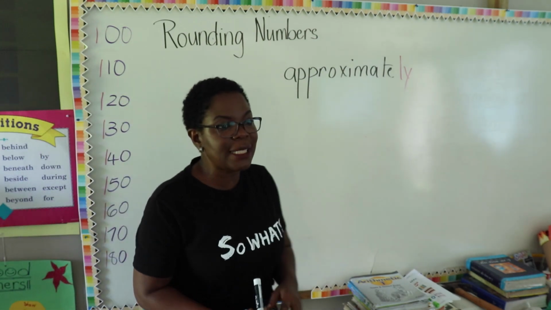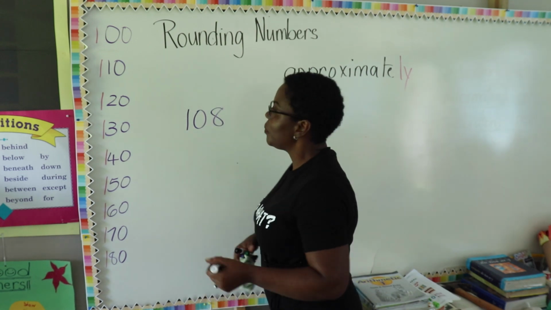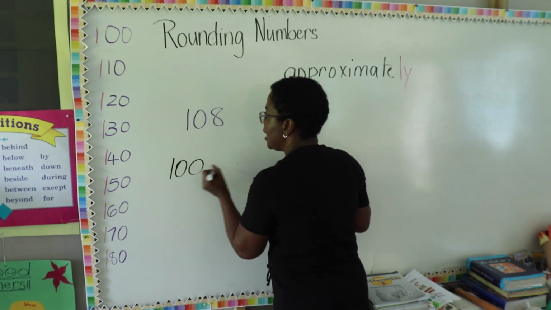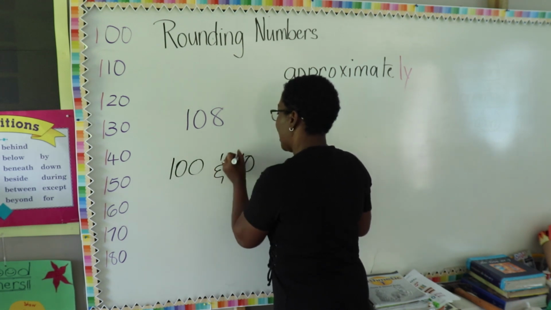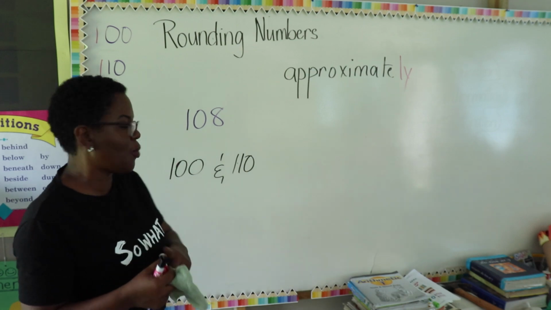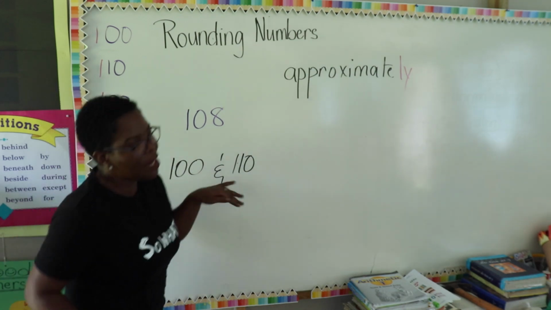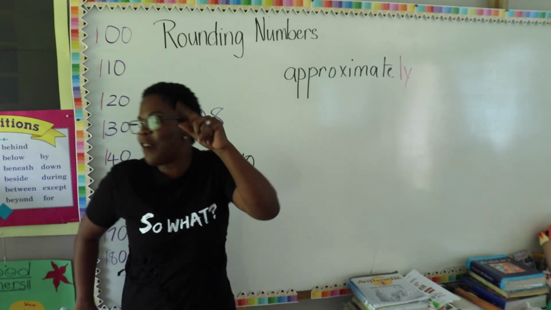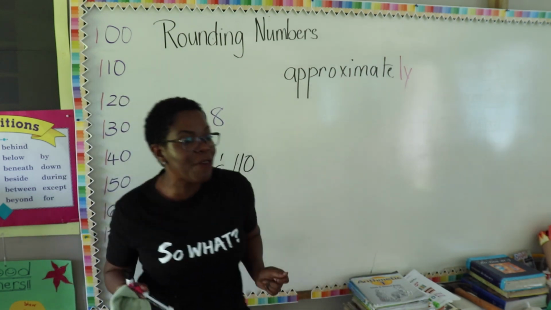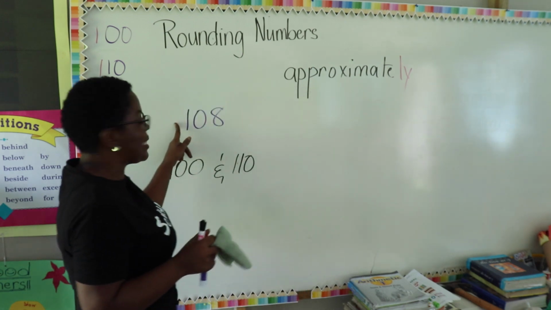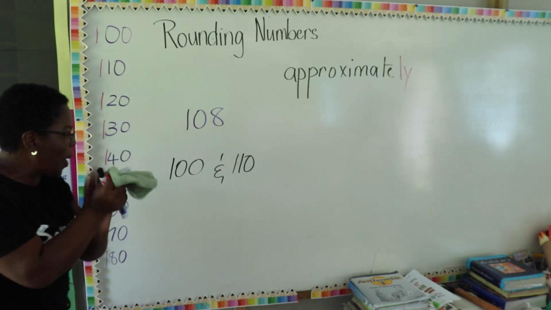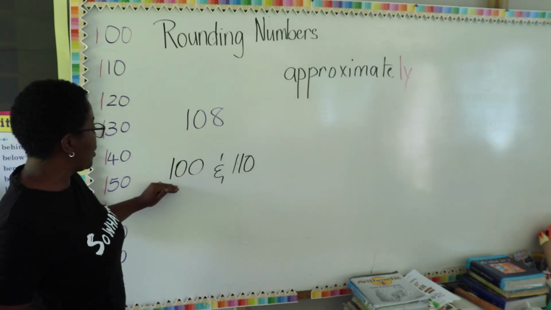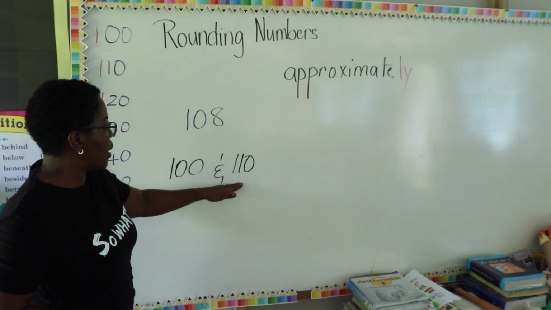All right, what two tens? Yes, ma'am. It would come between 100 and 110. All right, between 100 and 110. Let's check to see if she's right. 100, 101, 102, 103, 104, 105, 106, 107, 108. Did we get it? So 108 will come between 100 and 110.